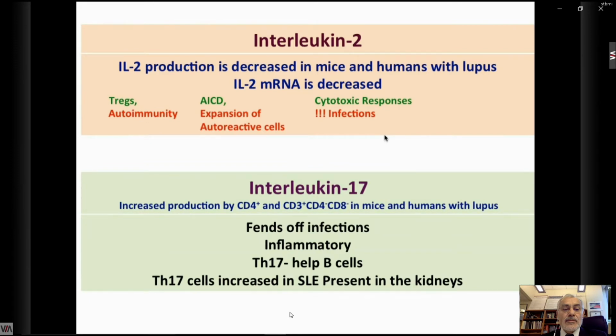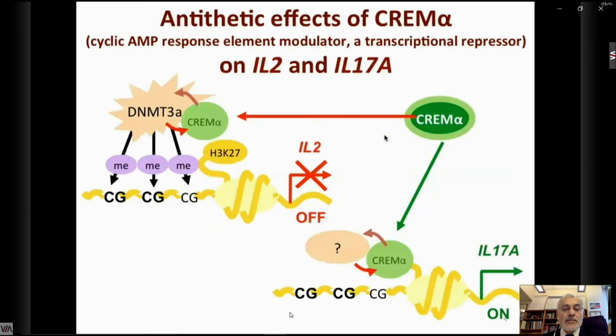On the other hand, interleukin 17 is produced at increased amounts both by CD4 cells and by a subset of T cells known as double negative T cells. They have CD3 on the surface, but do not have CD4 or CD8, and are expanded both in mice and humans with systemic lupus erythematosus. Interleukin-17 is very important, obviously, in fending off infections and developing inflammatory responses. They provide help to T follicular helper cells, and as you know, Th17 cells, that is, T cells producing IL-17, are increased in SLE patients and are present in tissues. We and others have demonstrated that they are present in the kidneys.